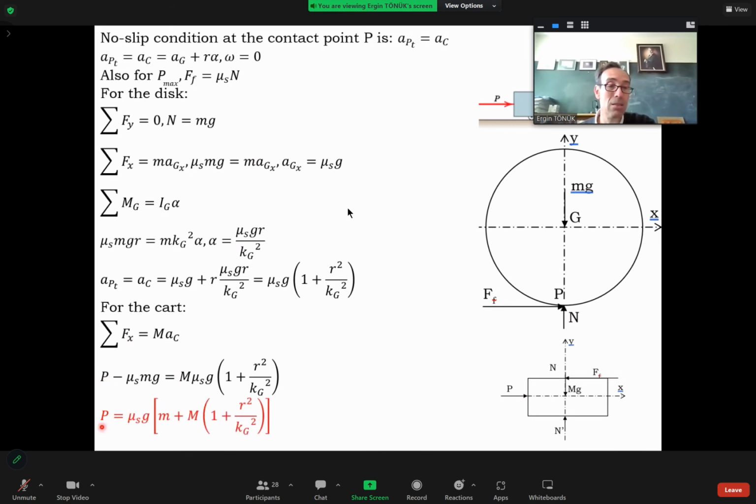So that's the maximum force I can apply, which is mu s g, mass of the wheel, mass of the cart, times 1 plus the radius of the wheel squared over the radius of gyration of the wheel squared, okay? Any questions on this?